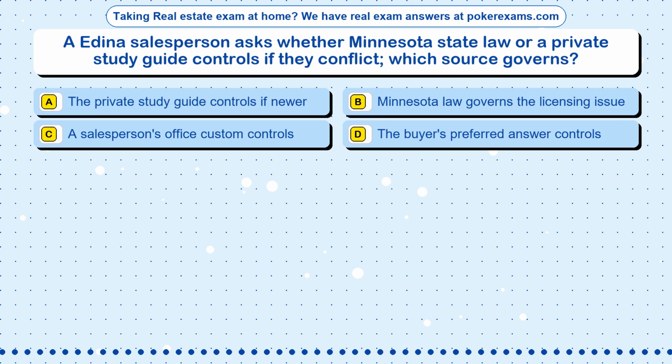Question 90. An Edina salesperson asks whether Minnesota state law or a private study guide controls if they conflict. Which source governs? Option A, the private study guide controls if newer. Option B, Minnesota law governs the licensing issue. Option C, a salesperson's office custom controls. Option D, the buyer's preferred answer controls.